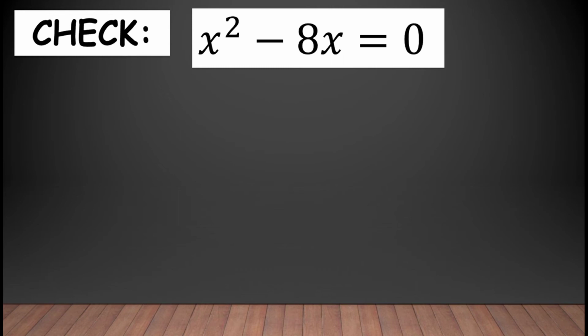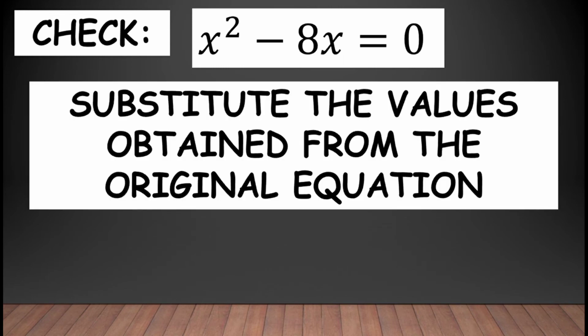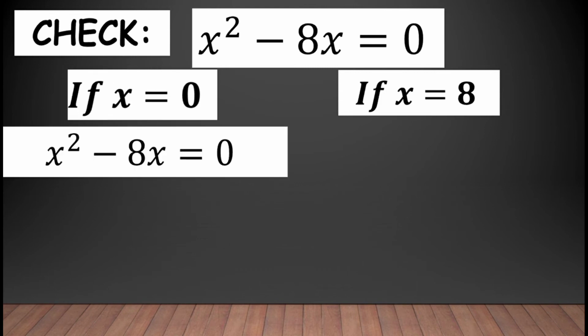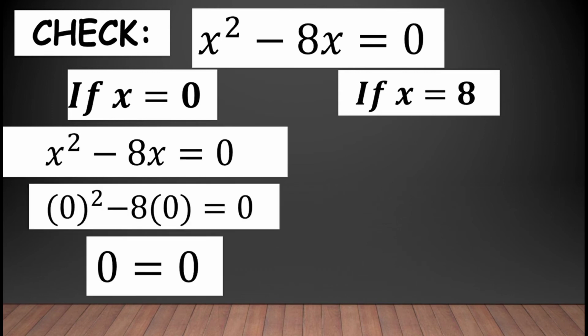Let's go to checking. X squared minus 8x equals 0 is our original equation. Remember this. Substitute the values obtained into the original equation. So our solutions earlier are x equals 0 and x equals 8. Let's utilize the value x equals 0 in the original equation x squared minus 8x equals 0. By substituting and simplifying, we obtain 0 equals 0. This means the first solution is a true solution, and that is equal to 0.